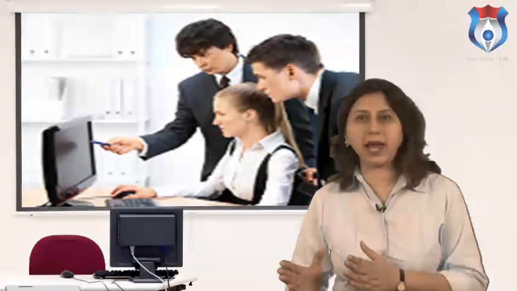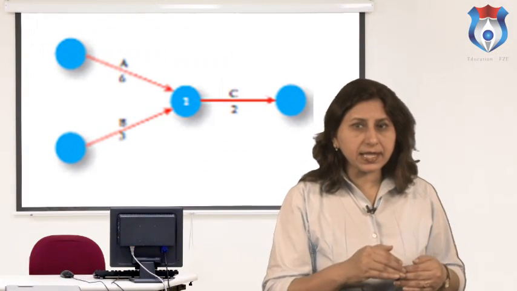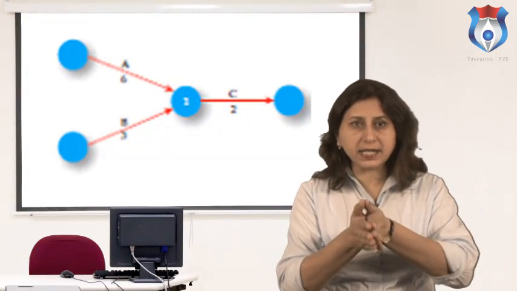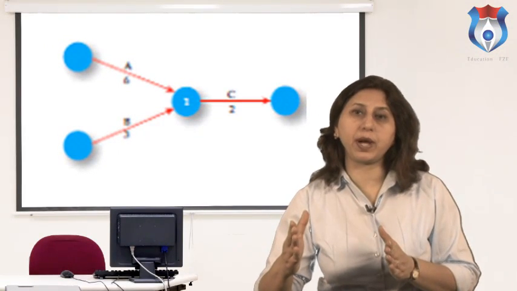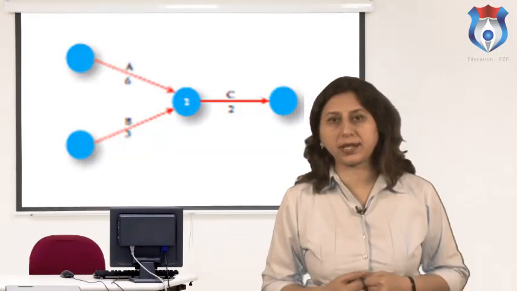CPM was developed jointly by DuPont and Remington Rand of USA in order to facilitate the control of large, complex industrial projects. Both PERT and CPM are primarily oriented towards achieving better managerial control of time spent in completing a project. Under both the techniques, a project is decomposed into activities and then all activities are integrated in a highly logical sequence to find the shortest time required to complete the entire project.